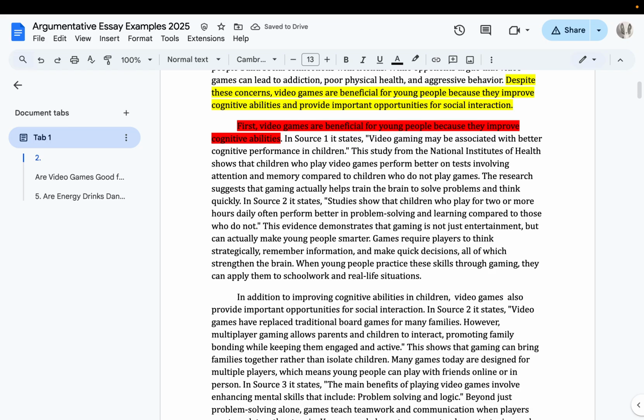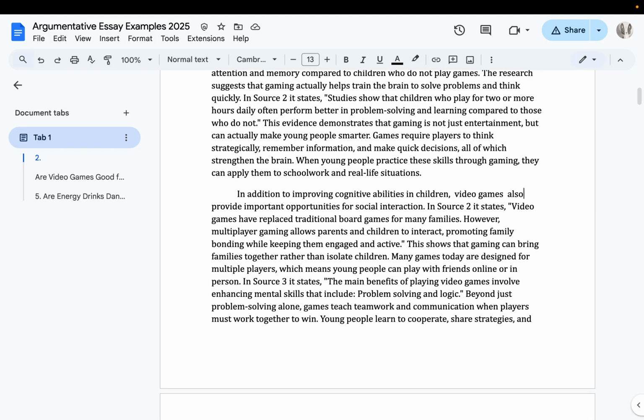So people that usually don't interact with others, if you have a student or a kid that doesn't really know how to make friends easily, this is a good way for them to make friends. That's what this argument is saying. In source 2, it says video games have replaced traditional board games for many families. However, multiple gaming allows parents and children to interact, promoting family bonding while keeping them engaged and active. So here, I think that they're talking about how this is. I don't know if I would like this evidence, because this evidence is saying how kids can interact with their family members. Yeah, I would disagree with that.